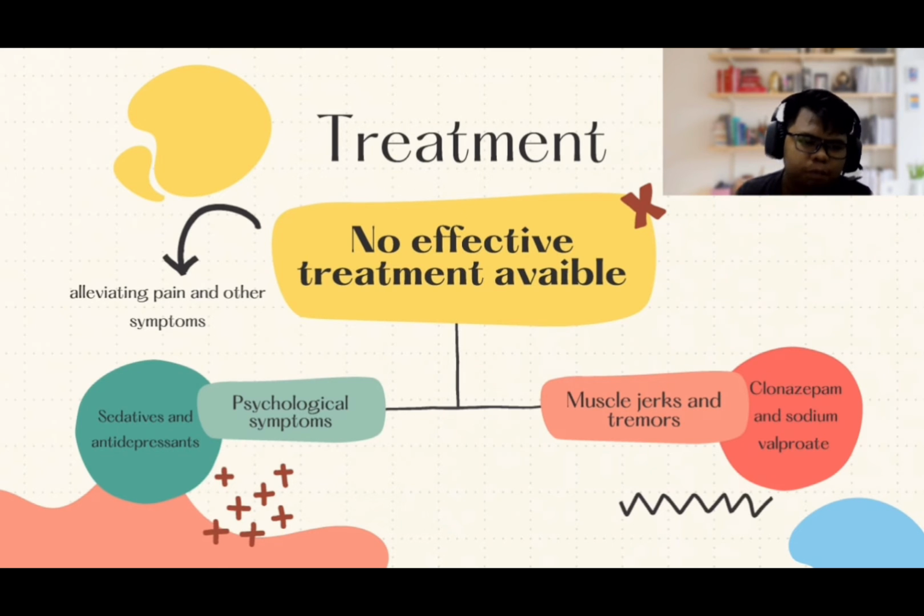Sedatives and antidepressants, for example, can be used to treat psychological symptoms of CJD, like anxiety and depression, and medicines like clonazepam and sodium valproate can be used to treat muscle jerks and tremors.